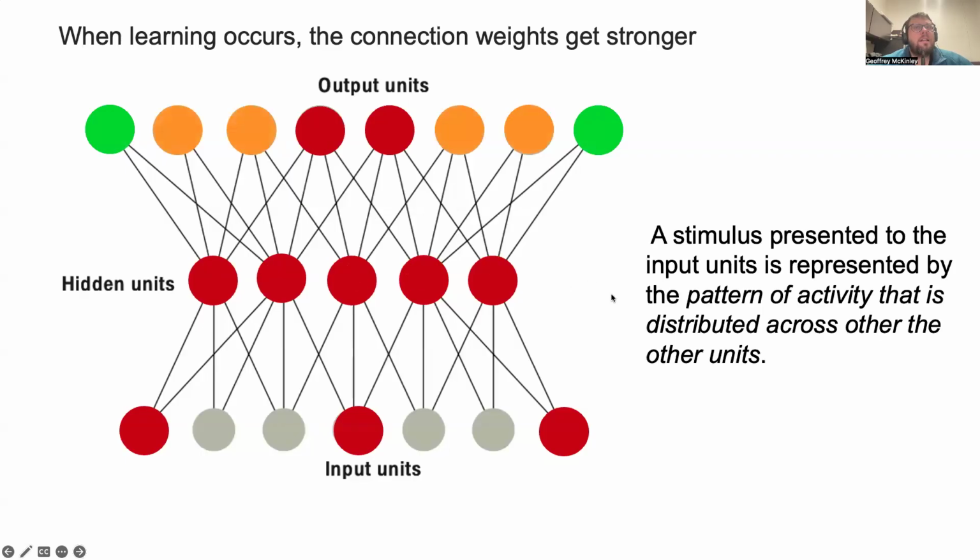The other thing I wanted to say is, unlike the symbolic artificial intelligence models, here a stimulus, instead of being represented by some symbolic structure, is represented by a pattern of activity that's distributed across other units. Which has some implications, which we'll talk about in a second. But first, I want to give another example. We'll stop here, and in the next video, we'll start with another example.